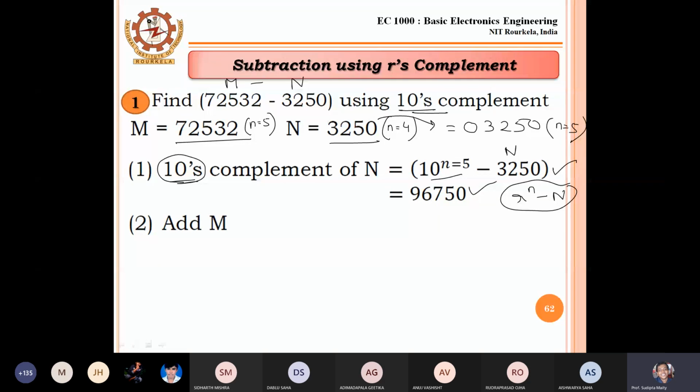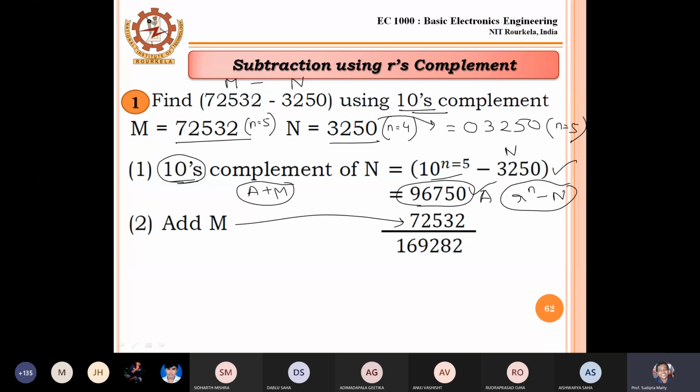Now suppose this is A. Then you have to add this M. So we have to perform A plus M as per our nomenclature, correct? M is given by this value, 72,532, and A is given. So you perform addition. You will get 169282. Correct?